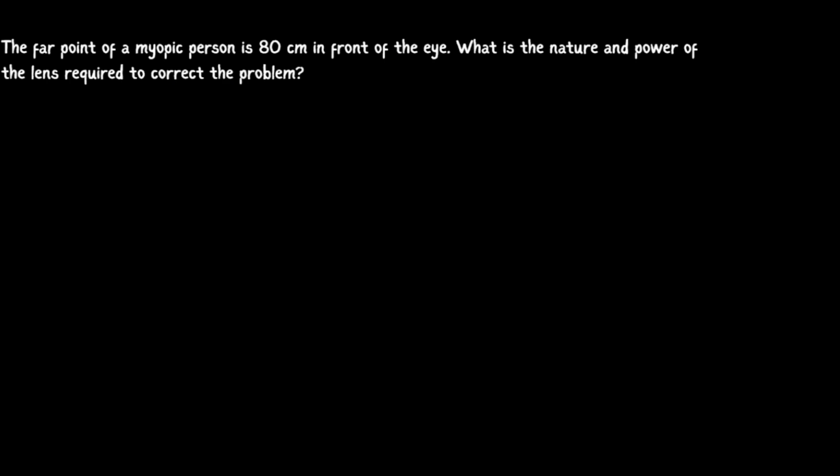Let's solve this problem. The far point of a myopic person is 80 centimeter in front of the eye. What is the nature and power of the lens required to correct the problem? So here, by using the given value, we can draw a ray diagram. To understand, we are drawing a ray diagram.